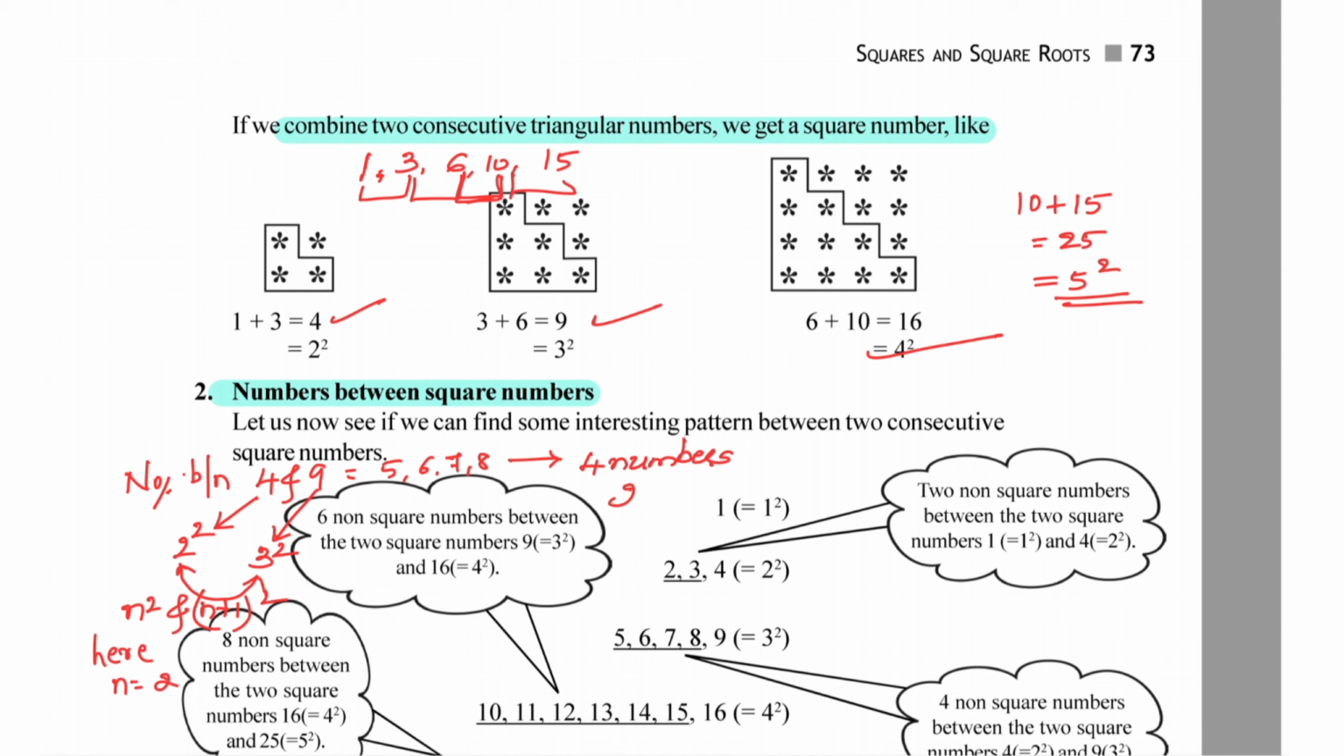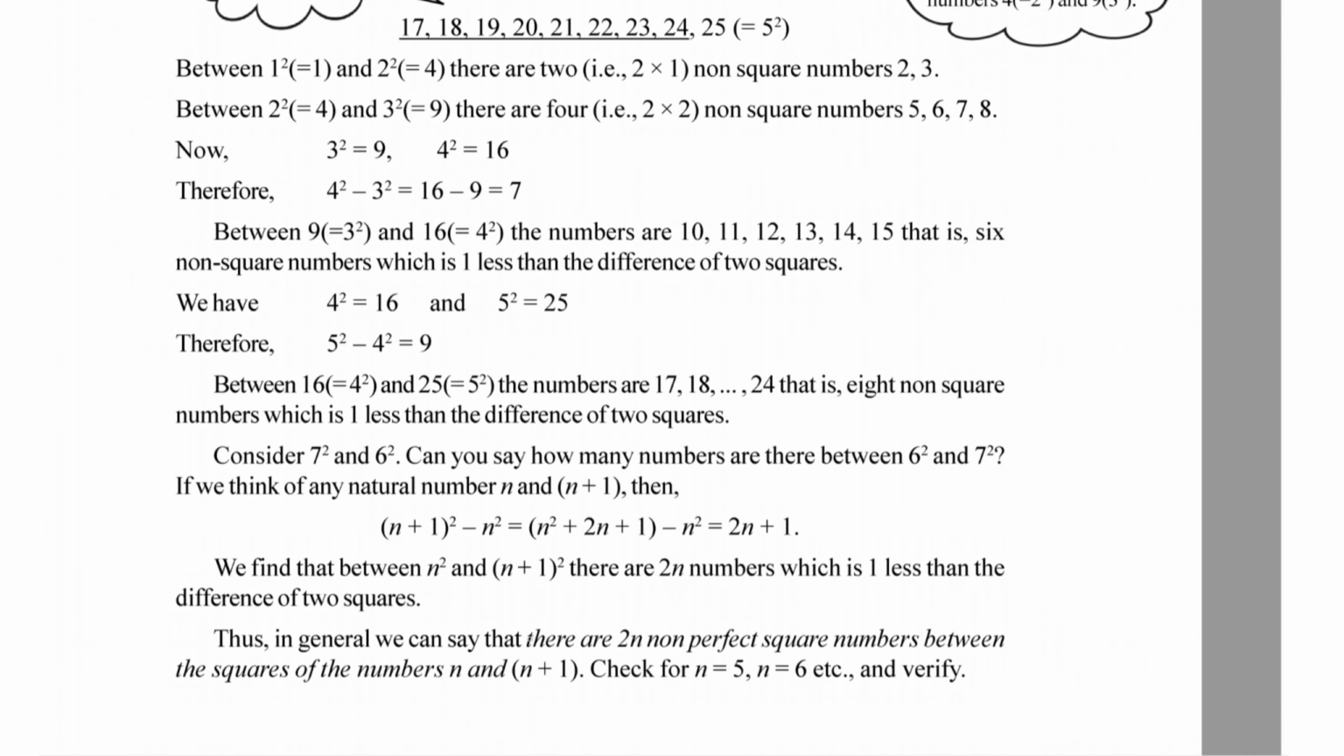So we have 2n numbers between n square and n plus 1 whole square. Now our n is 2. n square is 2 square, that is nothing but 4. That's what we have found. We have already calculated that we have 4 numbers between the perfect squares 4 and 9. So here you can make a note of this point. There are 2n non-perfect square numbers between the squares of numbers n and n plus 1. This is what I have told you just now.